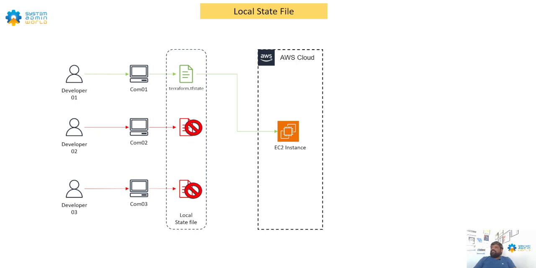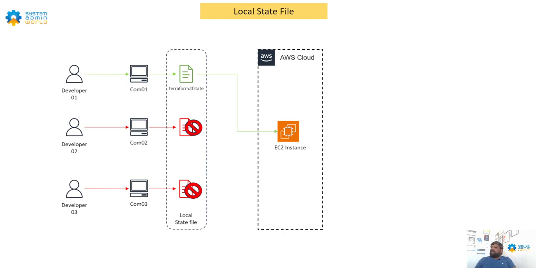So consider developer 1 trying to deploy the EC2 instance on the AWS cloud using Terraform. He will create the configuration on his local system or local working folder, and once he applies that configuration to the AWS cloud, it will create a local state file on his local system where he is trying to deploy the configurations. Okay, so that is purely stored on developer 1's own local system.